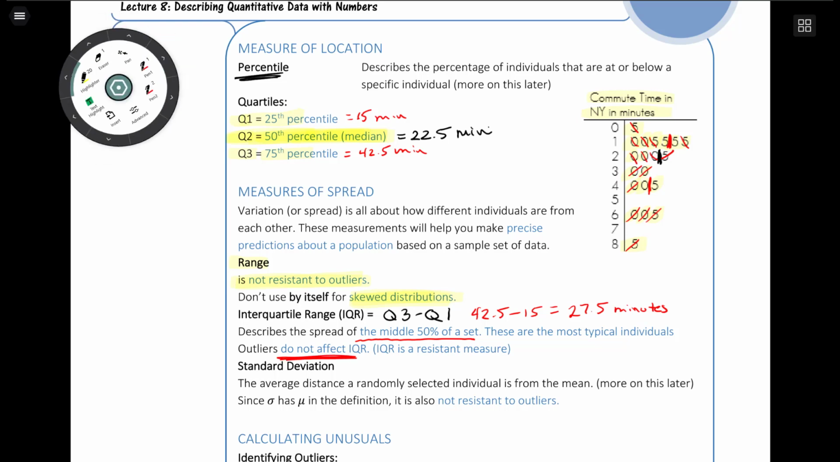So what does that tell us? The IQR is a resistant measure, and we like resistant measures. We don't like things to be influenced by outliers because we know the outliers are weird. We don't want to be influenced by weirdness, okay? What's another measurement of spread?